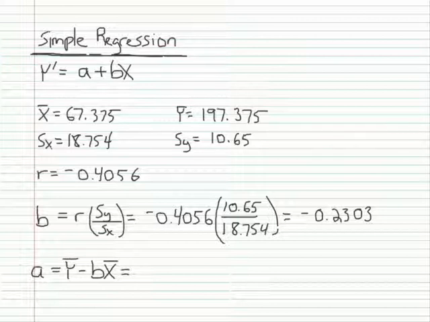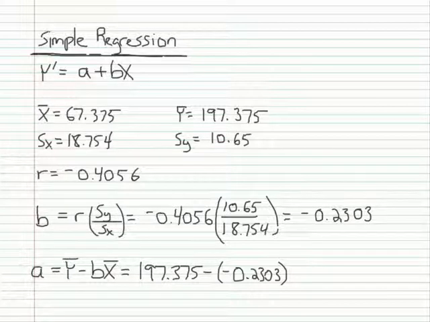Now that we have the slope, we can compute the intercept, and that's going to be the mean of y, which is 197.375, minus the slope, negative 0.2303, times the mean of x, which is 67.375. And with that we get 212.8915.